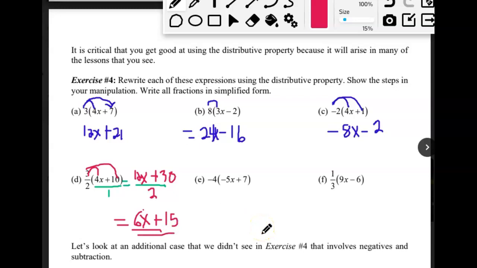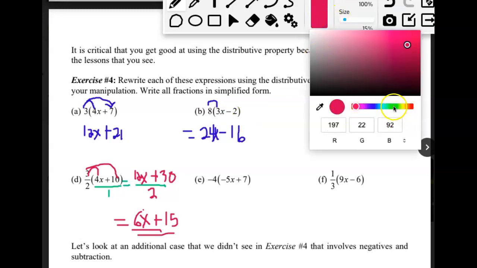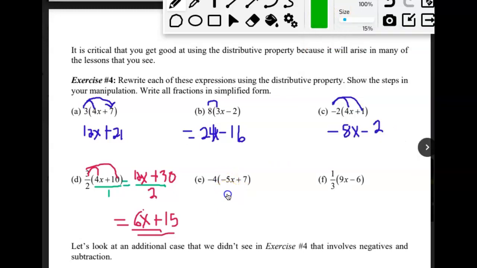Yeah, that's correct. So who could do the letter E? Letter E, letter E. Who could do that? Emmy, would you like to try? So it's gonna be negative 4 and negative 5x. What will that be? Other than Emmy? Jackie? Joey? Go ahead, Malia.